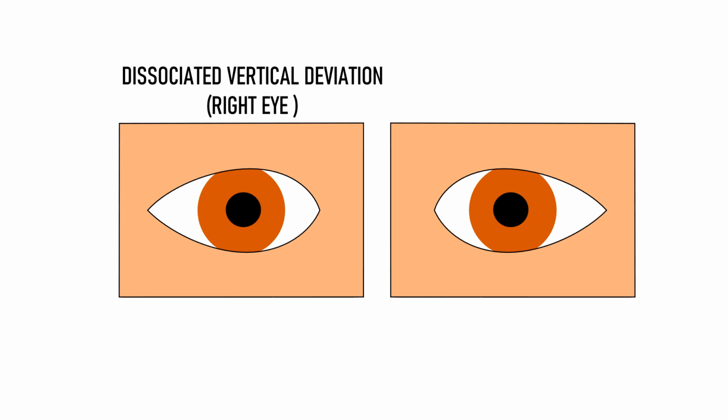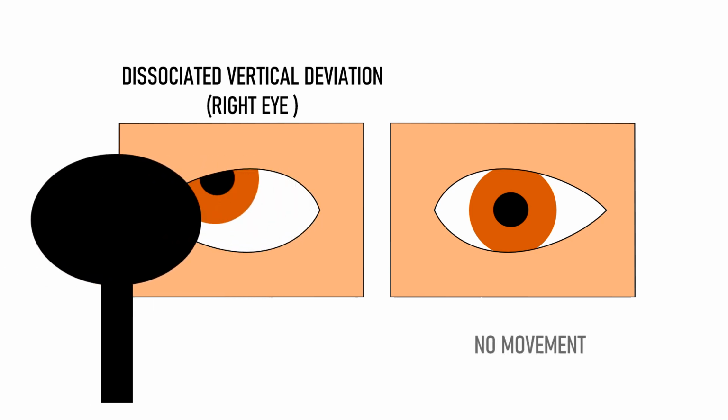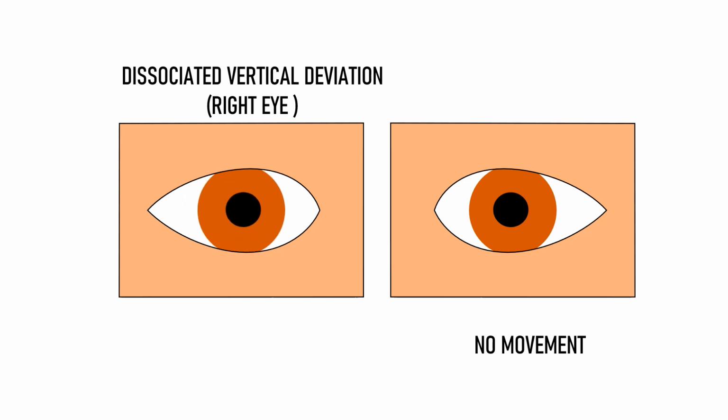But when I observe the other eye for simultaneous movement, where I would expect it to move in the downward direction at the same time, I don't see any movement at all. Let's see once again. The right eye is coming down, no movement in the left eye. So this here is Hering's law of equal innervation getting violated.